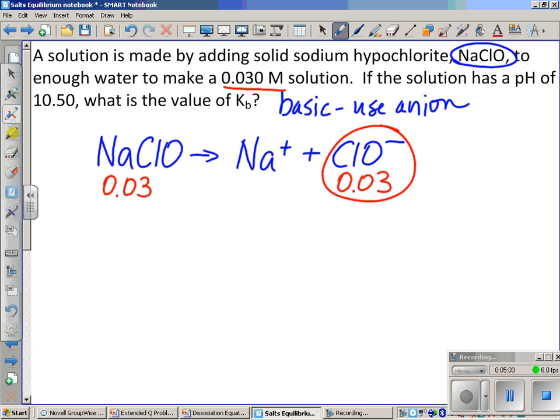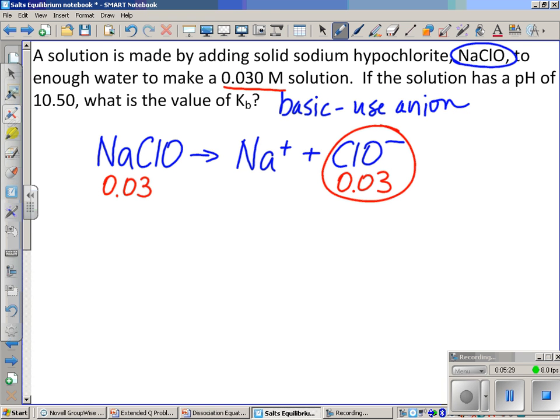Because to me, on paper, it looks like you're using the whole salt concentration, and that's not what we want to do. This salt very easily could have been Ca(ClO)2, and then the ratio would not have been 1 to 1, and then you would have been wrong. Okay, and it's very likely that they'll give us a salt like that. So you want to make sure that you're accounting for it. So that's step number 1. Show the dissociation, figure out the concentration of the ion that you care about.